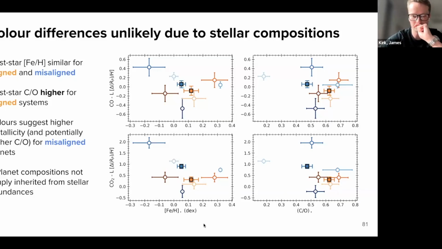And so our conclusion from this is that the planets are not simply inheriting the compositional differences from the stars, which would instead potentially favor the aligned planets having higher metallicities and higher C to O ratios, which is not something that we see in the planetary compositions. Yeah, maybe to add here as well, we have a similar plot for the retrievals, where we plot planetary retrieved C to O ratio versus stellar C to O ratio from this work, the same stellar C to O ratios. And we couldn't find any correlation in there.